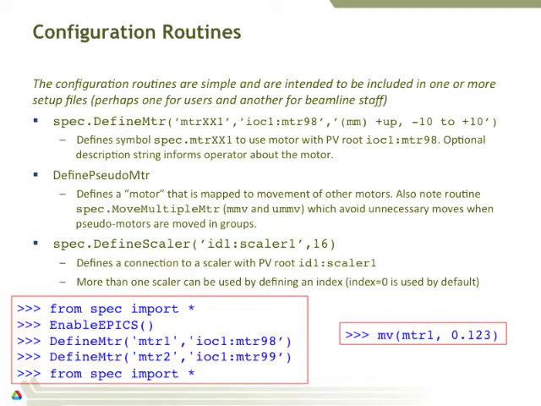I intentionally tried to keep away from things like setup files, where you have a file out there that you would edit to set things up. The way I would imagine this being used is that you have Python scripts for doing this. So you might have one Python script that defines all the motors in the beamline that would be used by beamline staff, and then you might have another setup script that only defines the motors that you want users to touch.